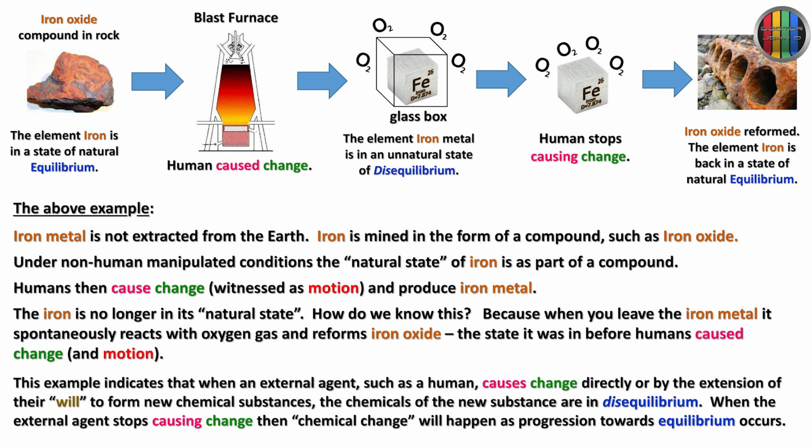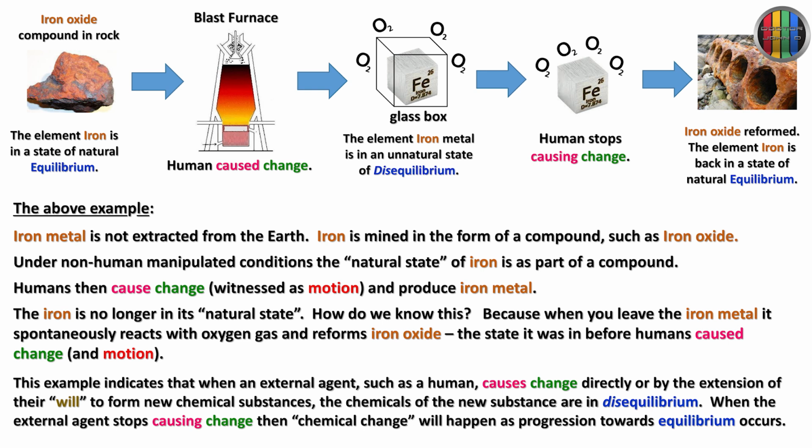In the above example, iron metal is not extracted from the earth. Iron is mined in the form of a compound such as iron oxide. Under non-human manipulated conditions, the natural state of iron is as part of a compound. Humans can cause change, witnessed as motion, and produce iron metal. The iron is no longer in its natural state. How do we know this? Because when you leave the iron metal, it spontaneously reacts with oxygen gas and reforms iron oxide, the state it was in before humans caused change and motion.